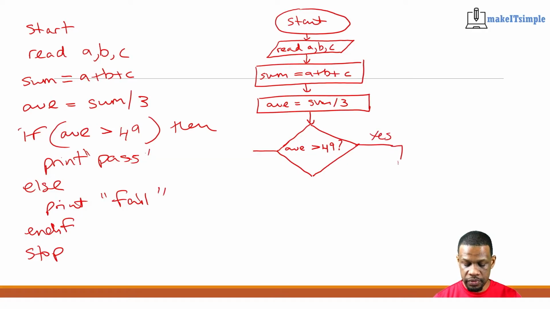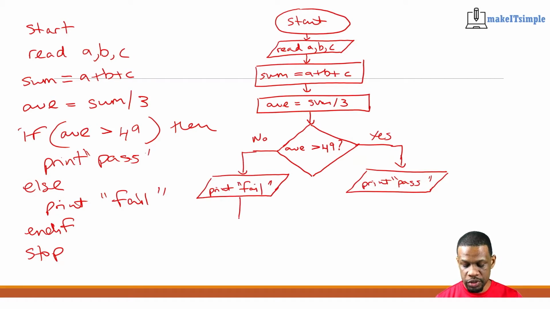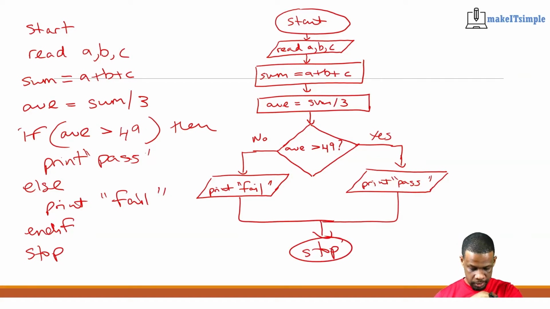What will be printed out if the answer is yes? The answer that we print out is print pass. So we put the parallelogram and we put pass. And then on the other side, where the answer could be no, we would put print fail. And then both of them now would converge. Big word there. Converge on. Ta-da! How do you feel about that? That is a solution.